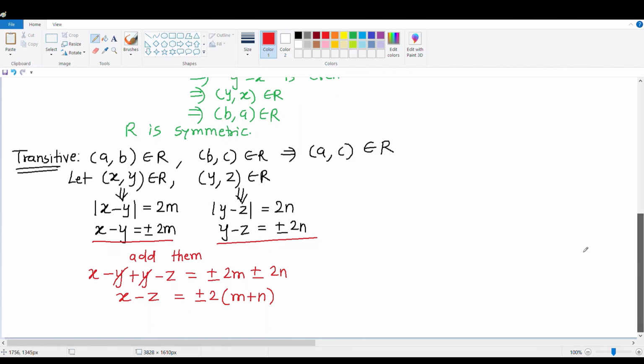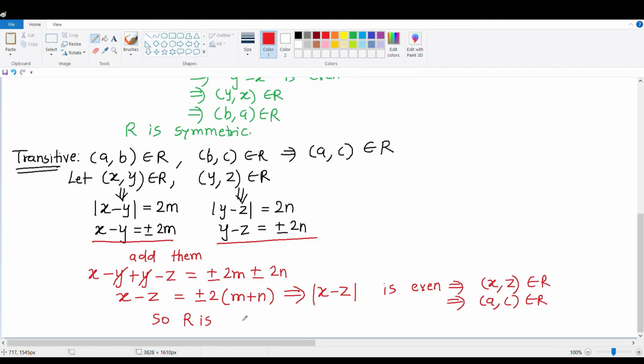So from the result we can literally see x minus z is 2 times something, right? x minus z is 2 times something. So yeah, it is even, right? We were supposed to prove that x comma z also belongs to R. So this implies that x minus z is even, and that means x comma z belongs to R, and that means a comma c belongs to R. So R is transitive.